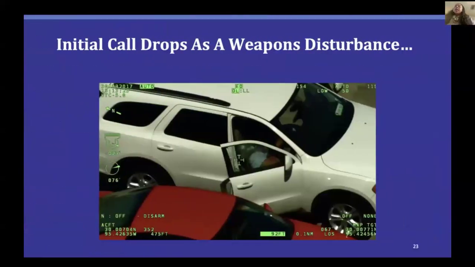So I will give you what I call a trigger warning when we talk about this case. But on April 30th, 2017, there was an initial call that dropped as a weapons disturbance, and this call involved a woman named Ashanti Hunter.